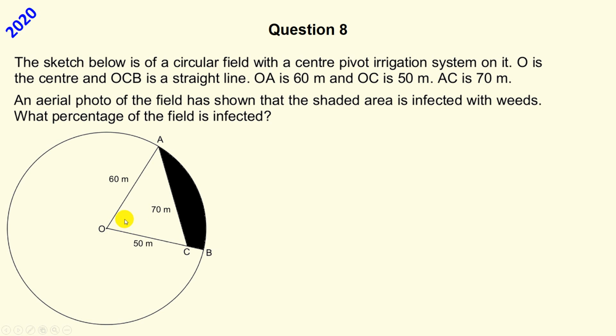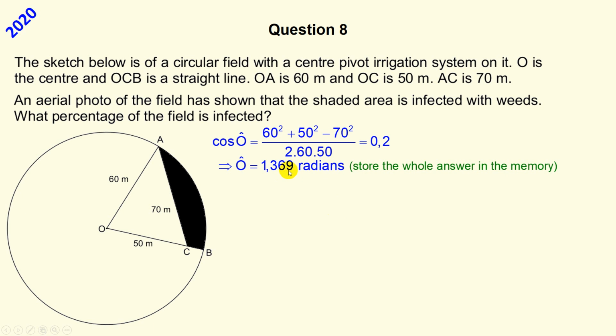That's where we're going to have to fall back on the cos rule. Cos of O equals 60 squared plus 50 squared minus 70 squared, all over twice 60 times 50. And therefore, O is 1.369 radians. Store the whole answer in the memory. When you do cos minus 1 of that, you then just click store in A, which is shift recall A.